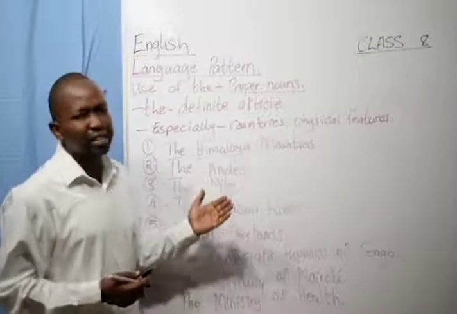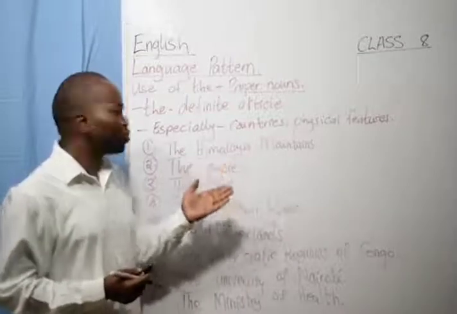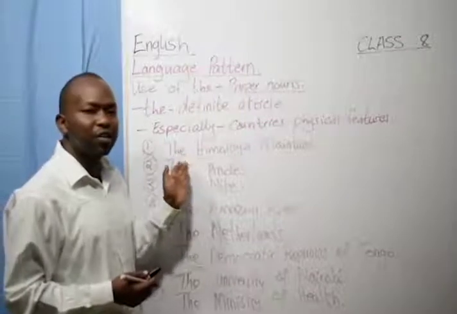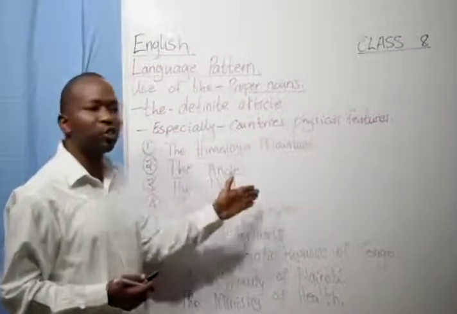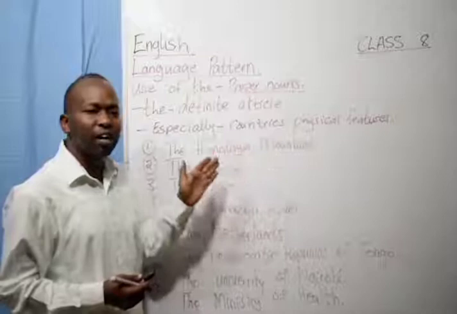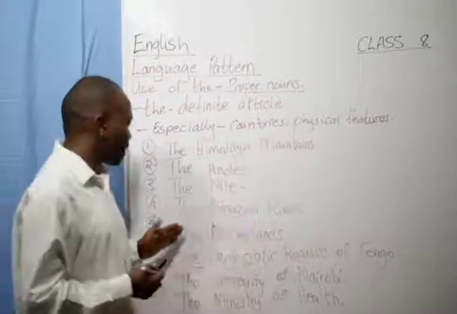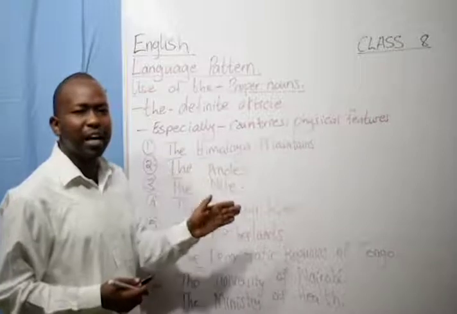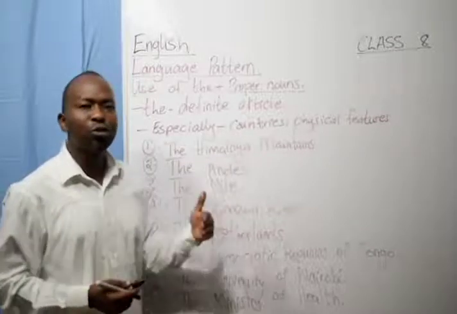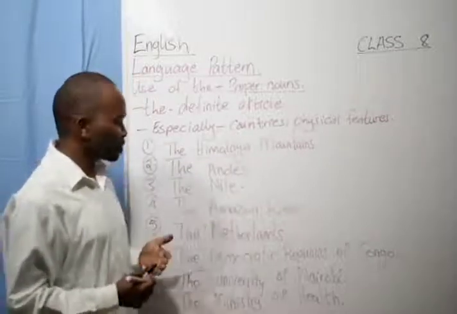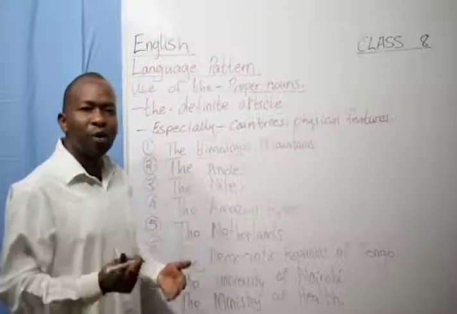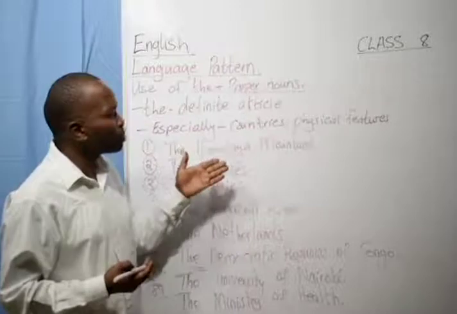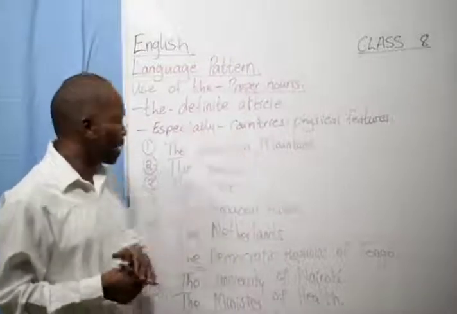In most cases, names of people are not used with article "the". For example, you cannot say the John, the Michael. No, that one will be wrong. Also, other names of countries, for example, Kenya, you cannot say the Kenya, the Tanzania. That one will be wrong. So it is important that we do more research, we find out, we understand the proper nouns that are used with article "the".